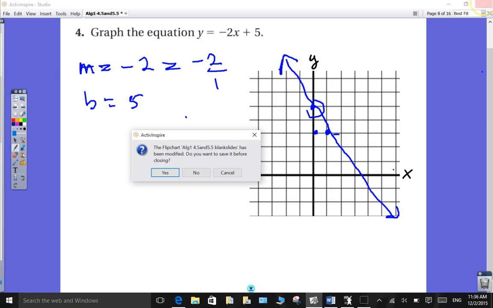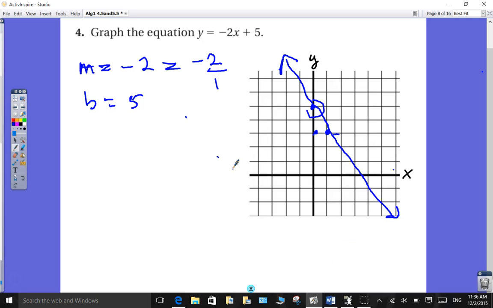This thing's going to start messing up on me. I was trying to keep this thing so it didn't start messing up on me. Cancel. Darn it.